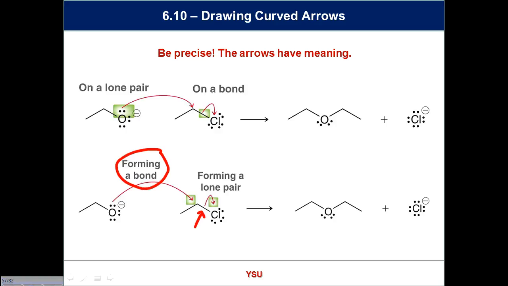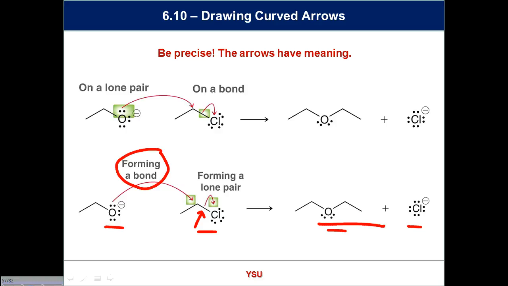Now, I'm going to mention this again. This is an important type of system. Why do you think the right-hand side is favored here? Any ideas? Looking at that system, what do you see? You have O minus here. You have a neutral molecule there. You have Cl minus there. Why do you think the right-hand side should be favored here?